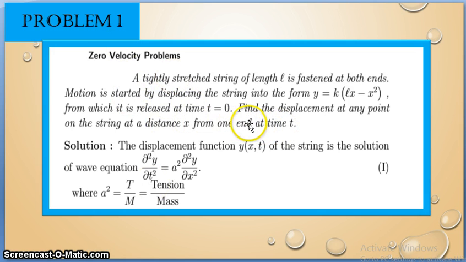Here is how to identify the given problem is zero velocity. Here time is given: at time t equal to 0. So we can identify this problem is zero initial velocity based on the one-dimensional wave equation. Otherwise, that one is the second type. So be careful here that it is released at t equal to 0, or sometimes they will just mention that it is released, that's it. For that case you can take the given problem to be a zero velocity problem.